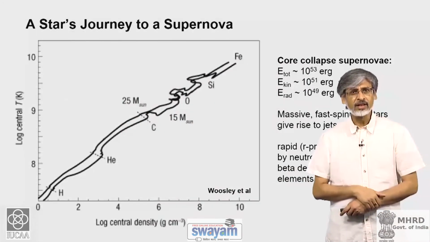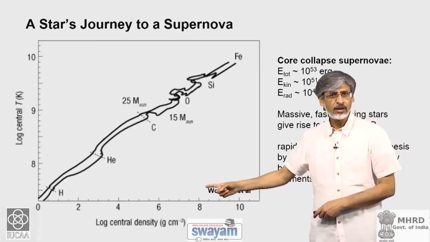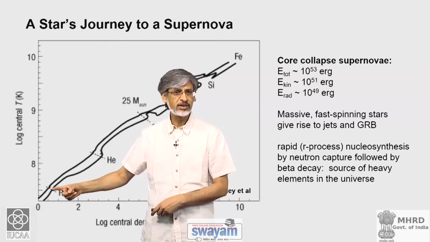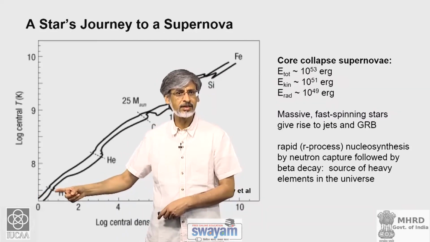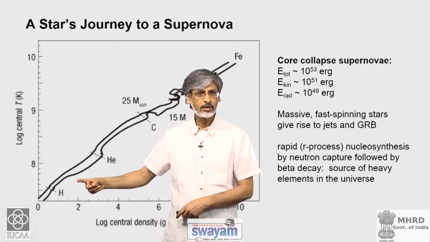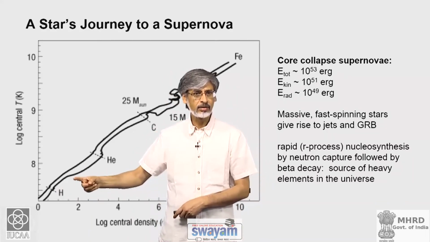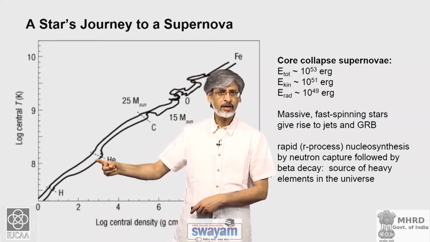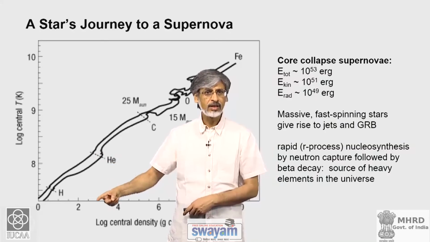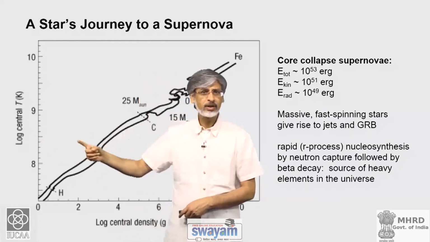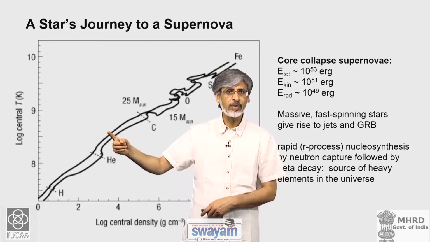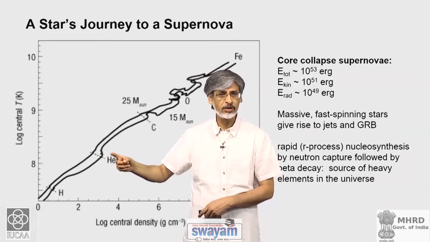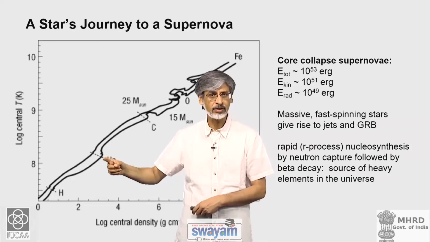So, to trace the star's journey to a supernova, we started with hydrogen burning, which is the first stage of nuclear burning and which is the longest stage in a star's life. Then once the hydrogen burning in the core is concluded, the track moves diagonally upwards in this density-temperature diagram. Two tracks are shown here, one for 25 times the mass of the sun, one for 15 times the mass of the sun as the mass of the original star. The core mass is of course a small fraction of it.